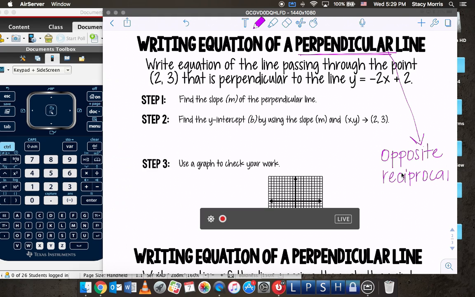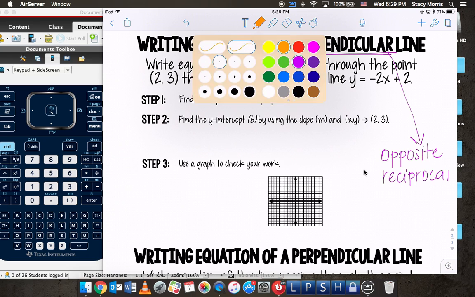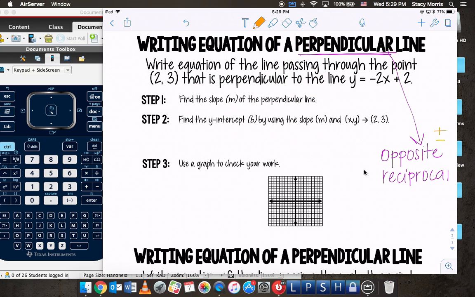So opposite means positive and negative. If the slope that I am given is positive, then I'm going to write an equation with a negative slope. If the slope I was given is negative, I'm going to write an equation with a positive slope. So opposite just means positive and negative. A reciprocal is when you flip a fraction over, basically. So let's say I have the fraction 2/3. Its reciprocal is 3/2. So reciprocal means to flip it.